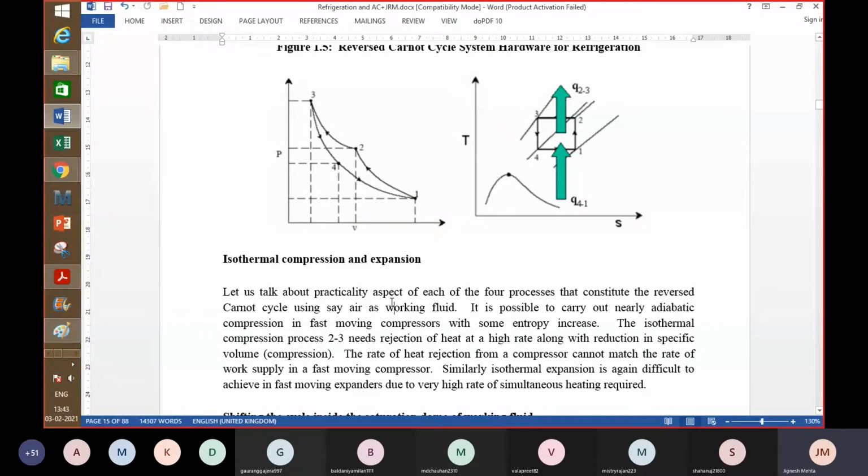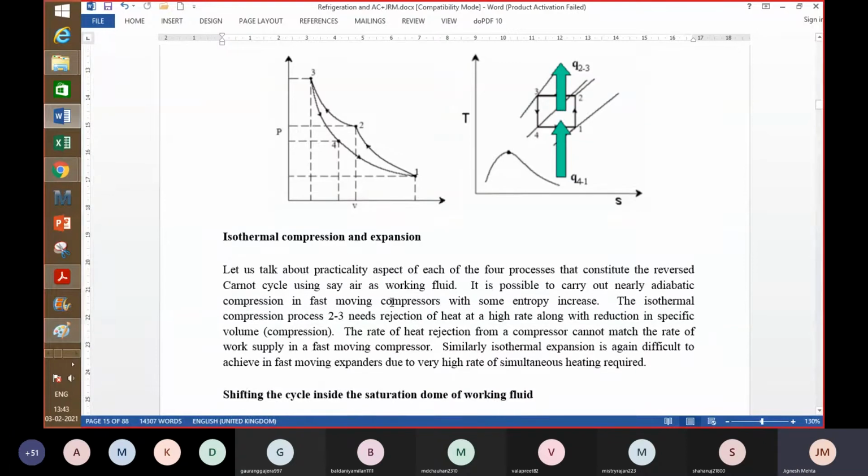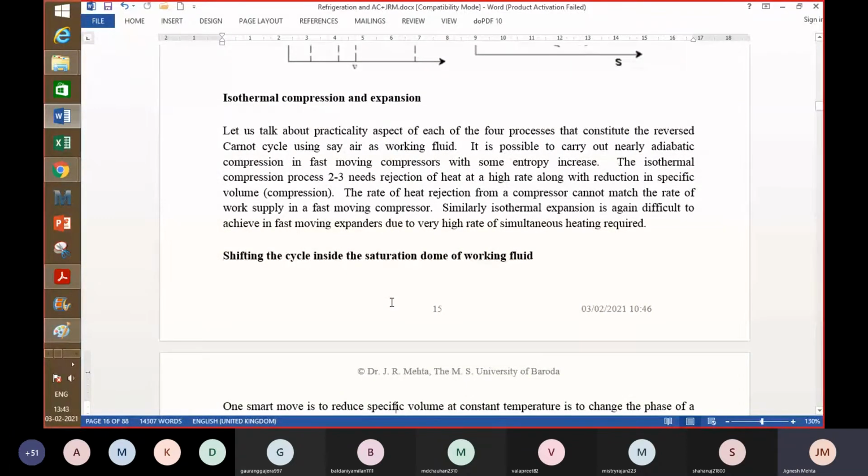Because you are not able to provide very high surface area on those machines. So isothermal compression and expansion is very far from reality. That is a very difficult thing to do, almost next to impossible. So you have to think of some solution, some remedy to this.